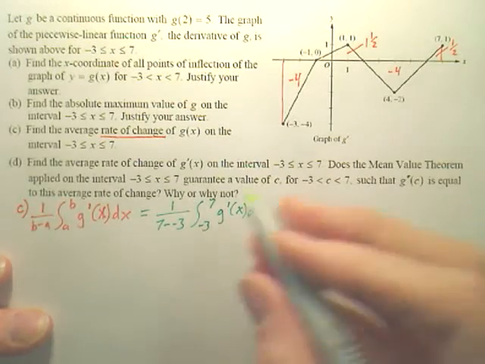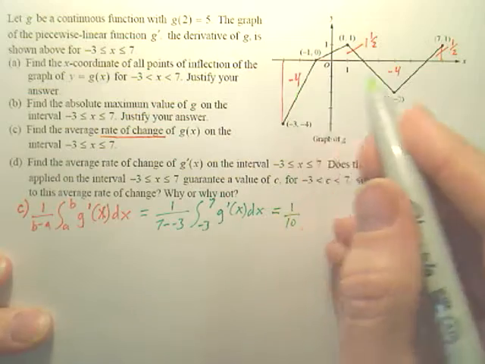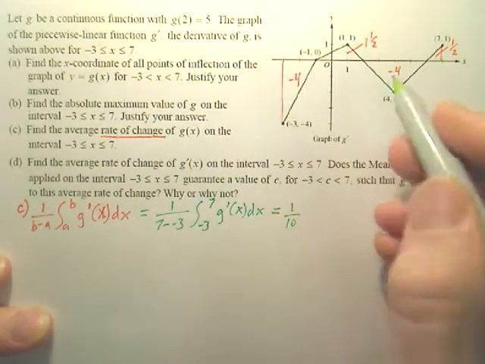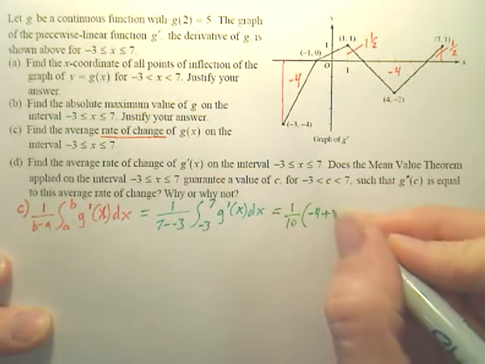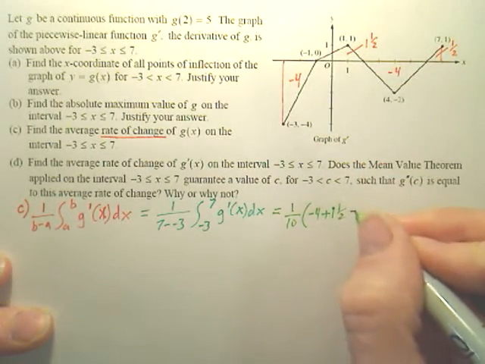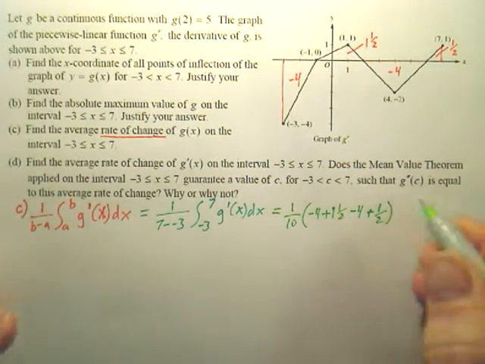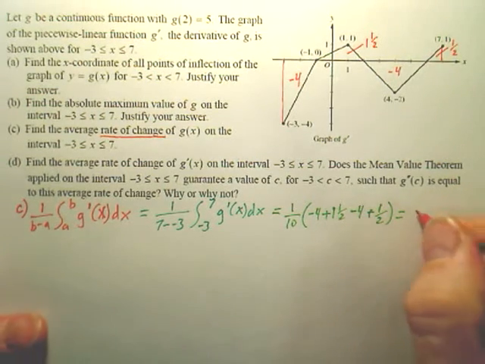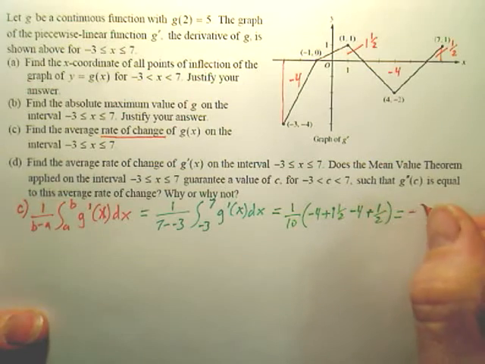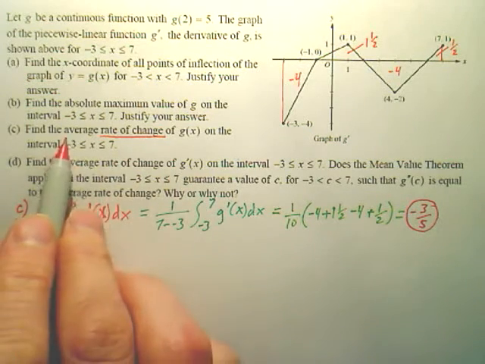And that would end up being, well, 1 over 10. And isn't the area right here negative? Add up all these areas. All the areas are given. So wouldn't you add up all those? It'd be -4 plus 1 1/2 minus 4 plus 1/2. If we do all that, we end up with -3 over 5. So that would be your average rate of change.